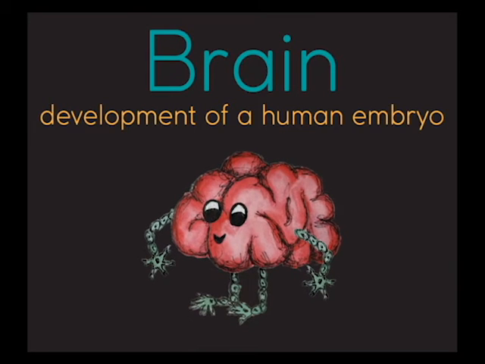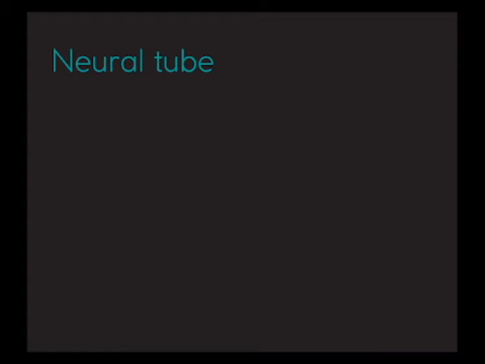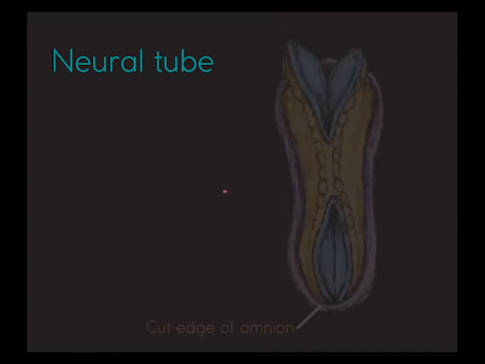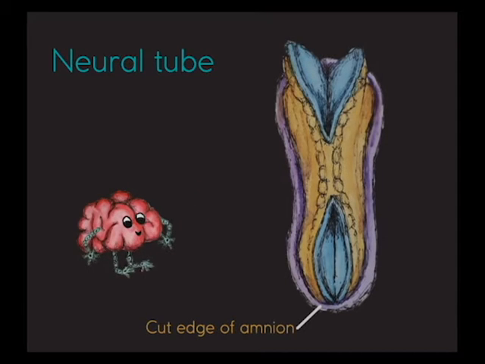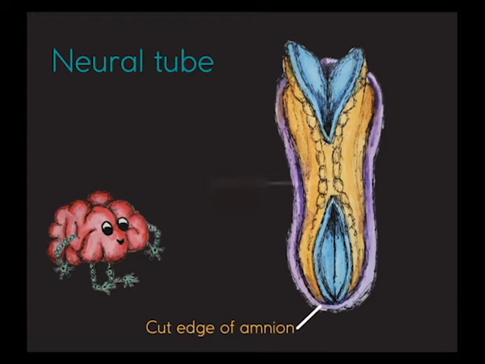Brain development of the human embryo. Let's start at the beginning of when the neural tube forms. What is in blue here on the illustration is a representation of the ectoderm, which is going to form the neural tube. The embryonic disc is folding in on itself to create this tube. Here you can see the neural fold as well as the early formation of somites.